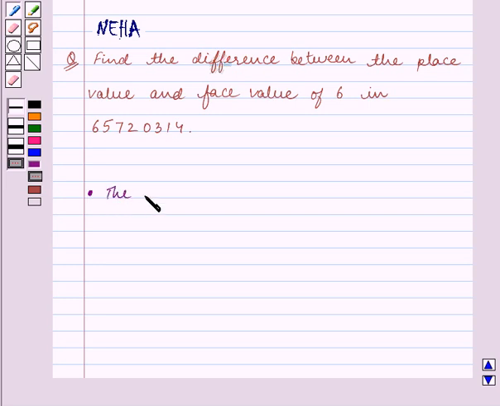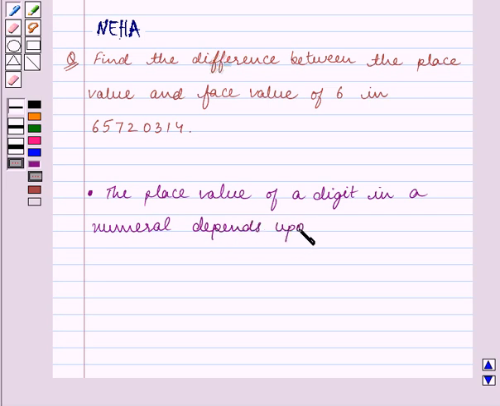The place value of a digit in a numeral depends upon the place it occupies in the place value chart.